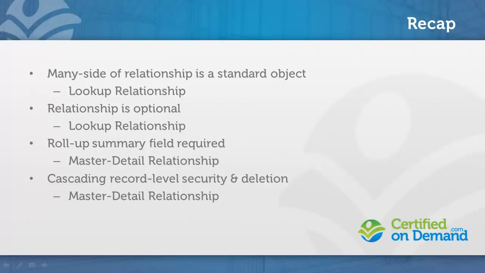If cascading record security and deletion are appropriate, then a master detail relationship is the way to go. A quick note though, it is possible to do cascading record deletion with some lookup relationships, but that does require feature activation.